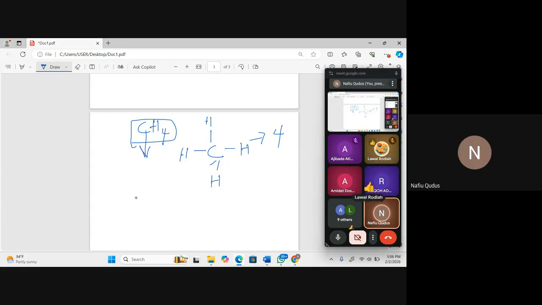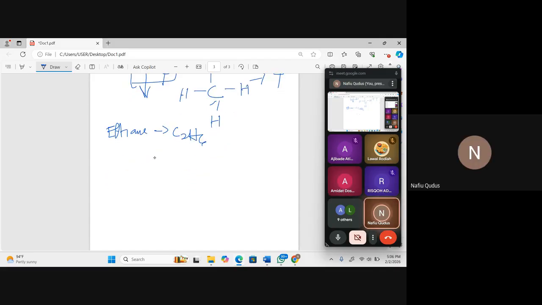So this is methane. The second one is ethane. You know, ethane is what? C2H6. Let's now draw the ethane. We have how many carbon atoms? We have 2 carbon atoms, right? We have hydrogen.